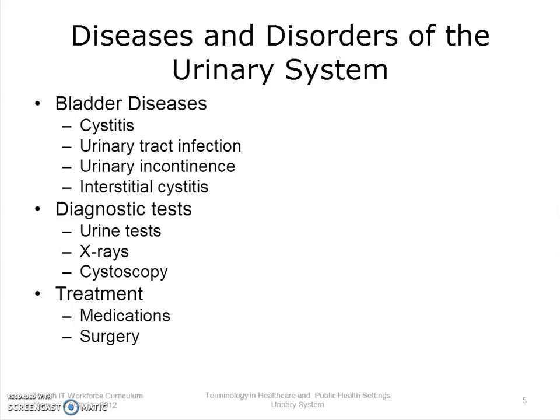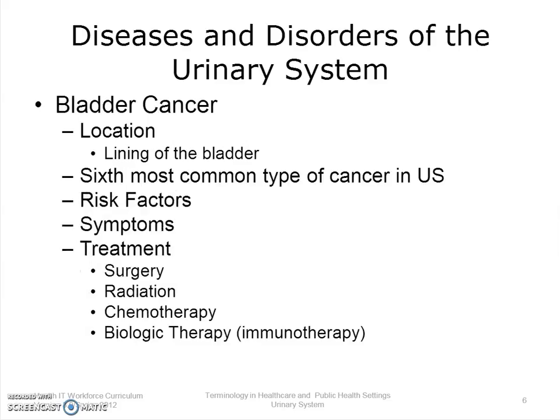Interstitial cystitis is a chronic problem in which the bladder wall can become inflamed and irritated, leading to frequent, painful urination. Diagnostic tests include urine tests, X-rays, and examination of the bladder wall with a device called a cystoscope. Treatment varies depending on the cause of the problem. It may include medications and, in severe cases, surgery.